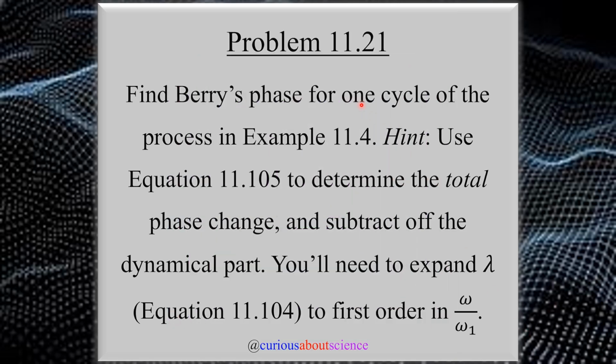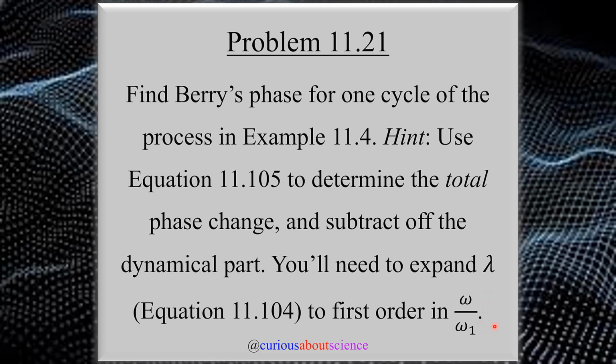In this question from 11.2.1, we are tasked with finding Berry's phase for one cycle of the process in example 11.4. The hint says to use equation 11.105 to determine the total phase change and subtract off the dynamical part. You will need to expand theta, or lambda, can't even speak today, equation 11.14 to the first order in omega over omega naught.